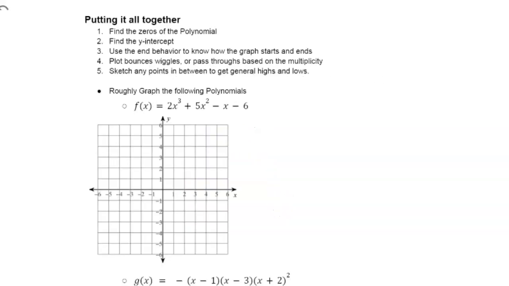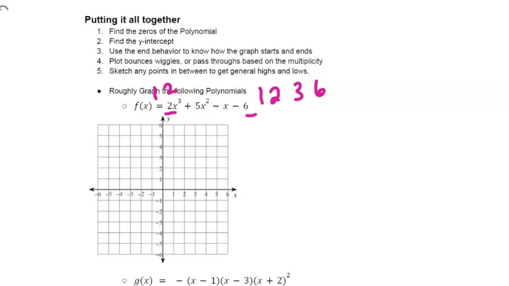Okay. All right, so let's try it out. Let's put it all together. So the first thing you do is find the zeros of the polynomial. Well, if you remember from the last time we talked about this, using the rational root theorem, we've got some rational roots. With 6, it's either 2, 1, 2, 3, or 6. With 2, it's 1 and 2.